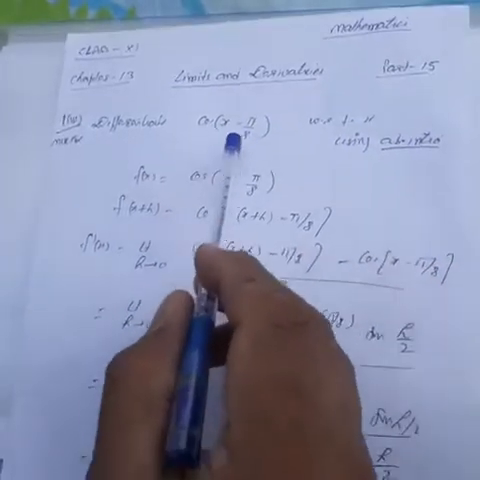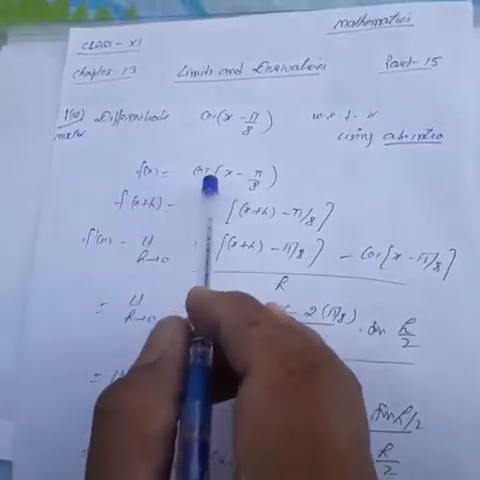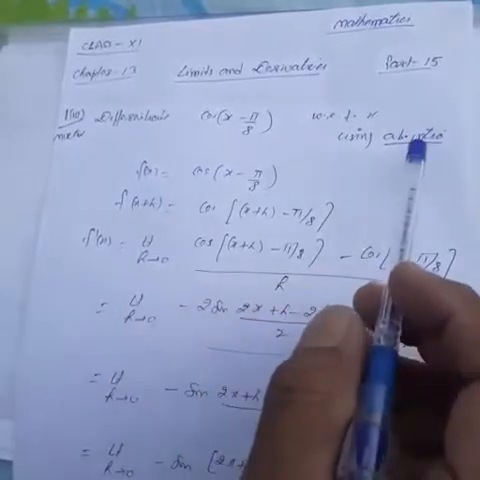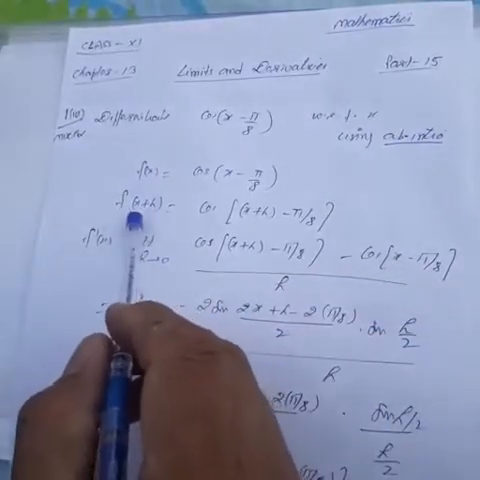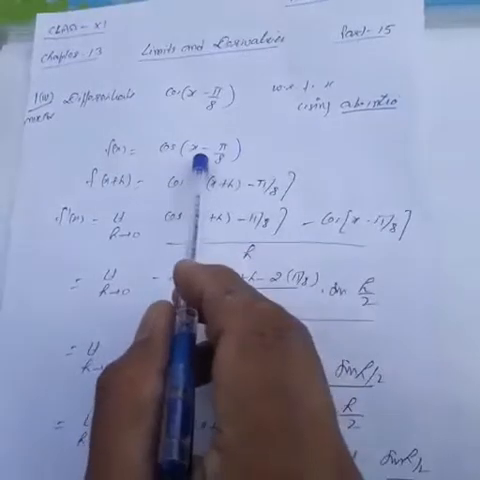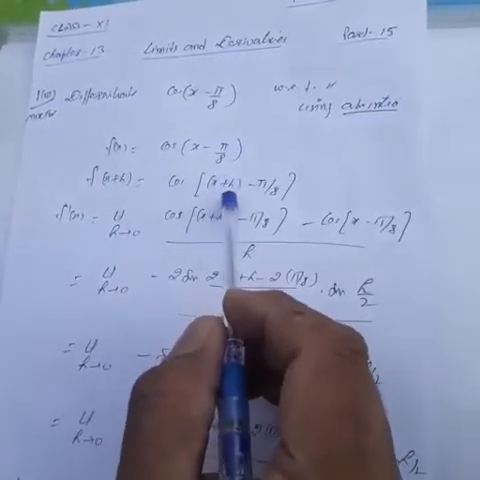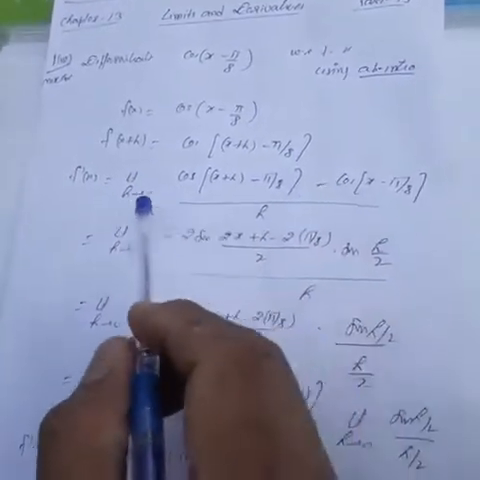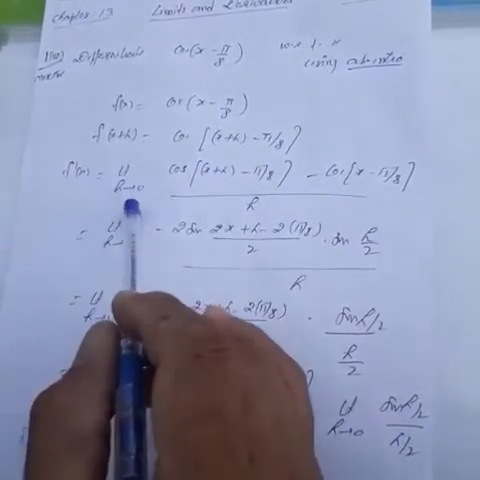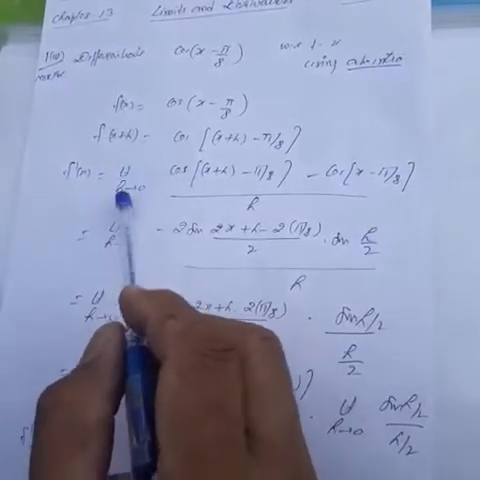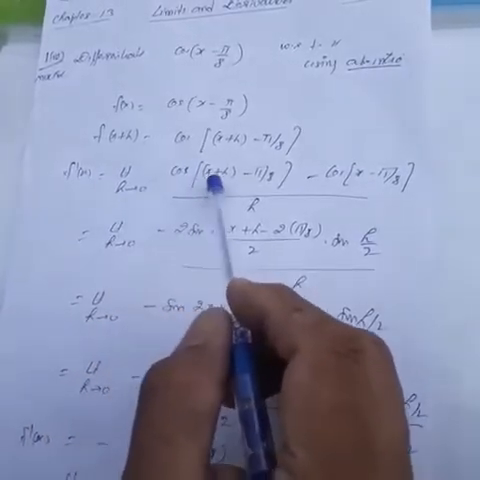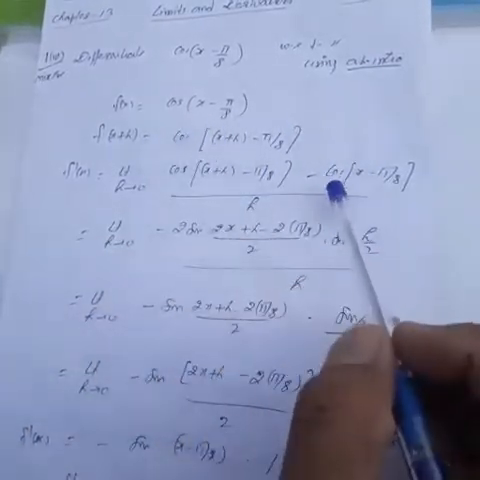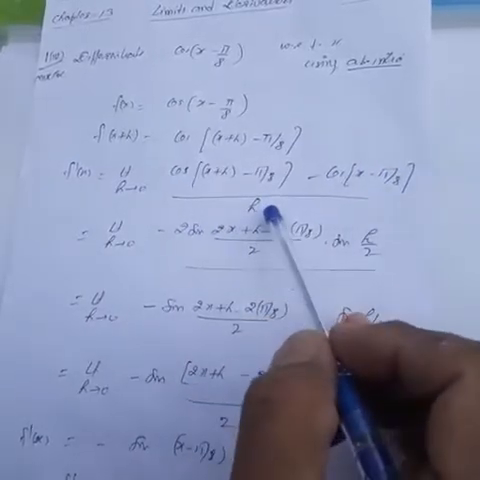So let the given function be f(x). f(x) is equal to cos of (x minus pi by 8). Because we want to use definition, we will evaluate f of (x plus h). So replace x by x plus h using brackets. So cos of (x plus h minus pi by 8). Now use definition. So f dash x after using definition will be limit h tends to 0, [cos of (x plus h minus pi by 8)] which is f of (x plus h), minus f(x), which is cos of (x minus pi by 8), divided by h.